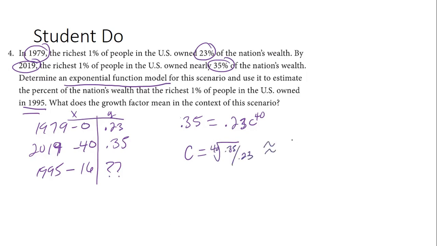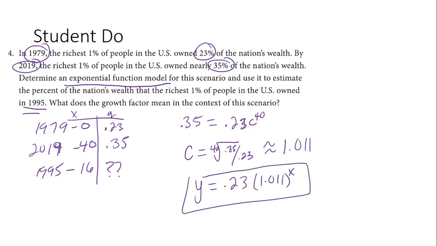And what do we get for our approximate c value? Okay, we're going a little too fast. You were supposed to have done it already. What do we get? 1.01. Yes. So then our exponential model is y equals 0.23 times 1.01 to the x.